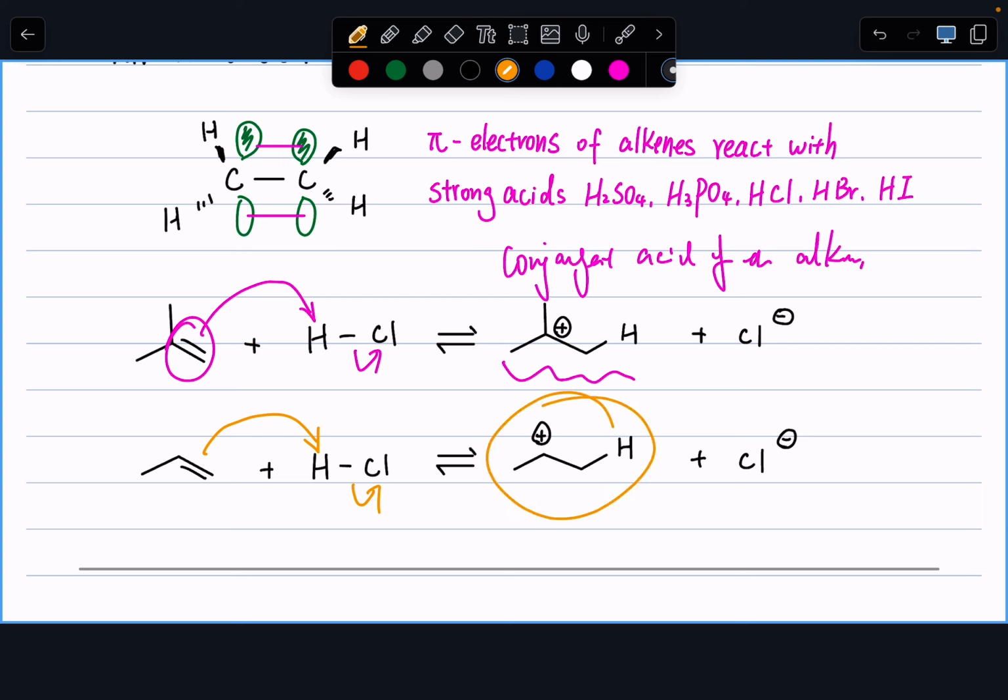So arrow pushing is a very useful tool for connecting your reactant and product, and also helps us visualize how that reaction takes place. Where does the electron movement go?